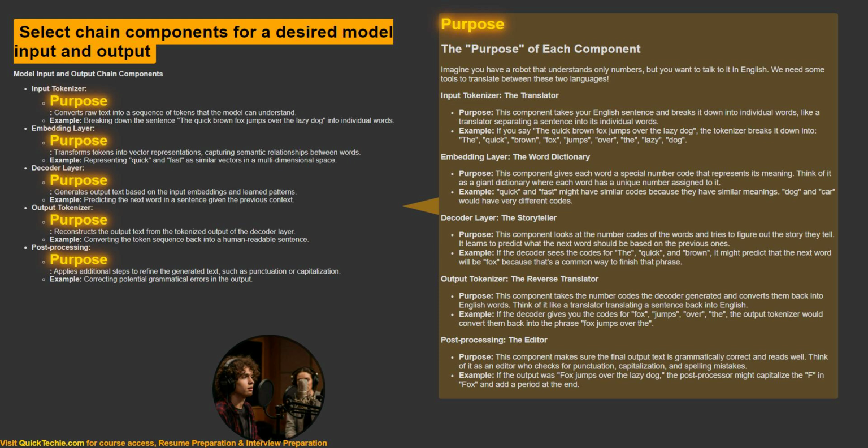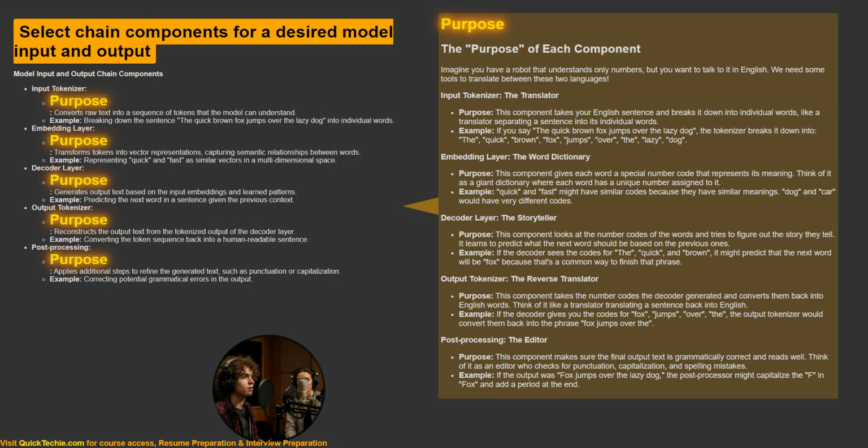Output tokenizer, the reverse translator. Purpose: this component takes the number codes the decoder generated and converts them back into English words. Think of it like a translator translating a sentence back into English. Example, if the decoder gives you the codes for fox jumps over the, the output tokenizer would convert them back into the phrase fox jumps over the.